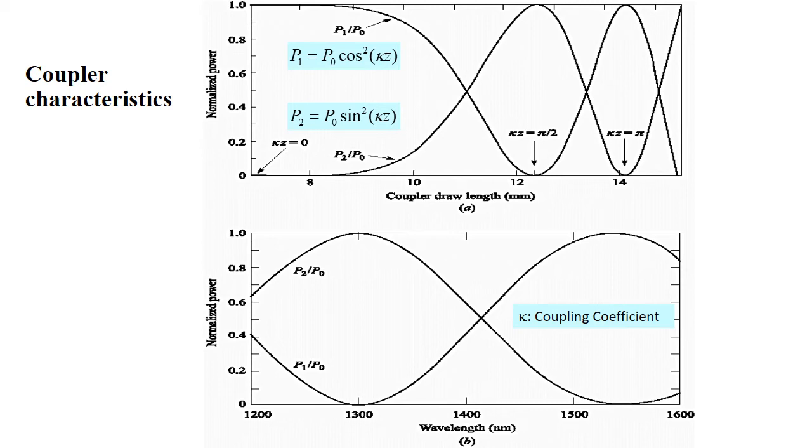So there will be variations of the normalized power with the coupler draw length, that is Z, and it can be written as P2 is equal to P0 for Kz equal to (M plus 1 by 2) into pi, and P1 is equal to P0 for Kz is equal to M pi. Here M is equal to 0, 1, 2, etc. When Z is equal to M pi by K, then the entire power at the input port is available at the output port 1 and the power at the output port 2 is 0.